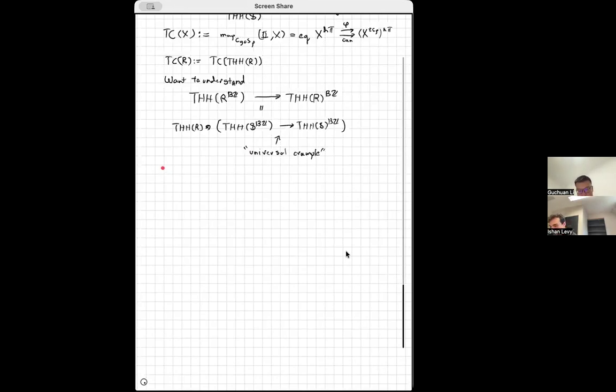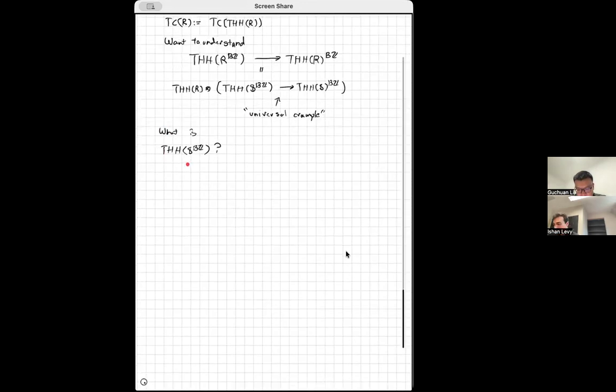Okay, so let's first try to understand what this is, maybe as an E infinity ring. What is this THH of S to the BZ? So let's remember the definition. The definition was that you take S to the BZ and you tensor it over S to the BZ tensor S to the BZ with S to the BZ. Okay, that's what we're trying to figure out.